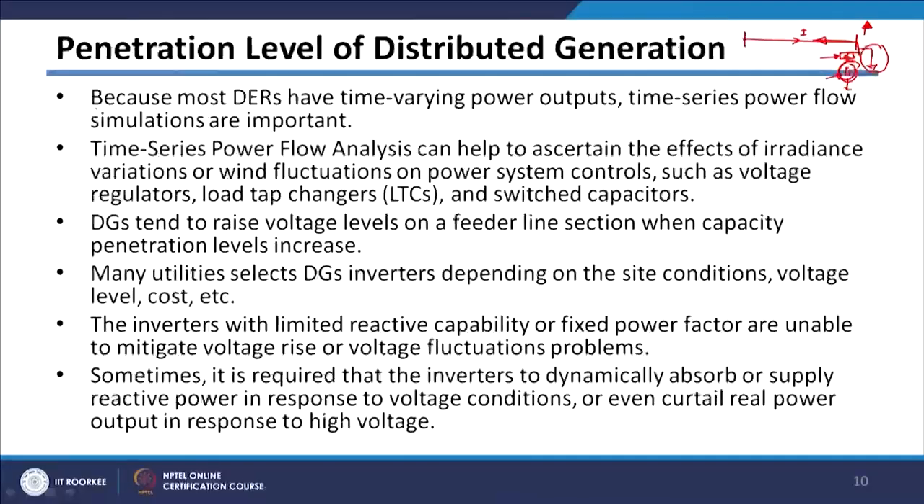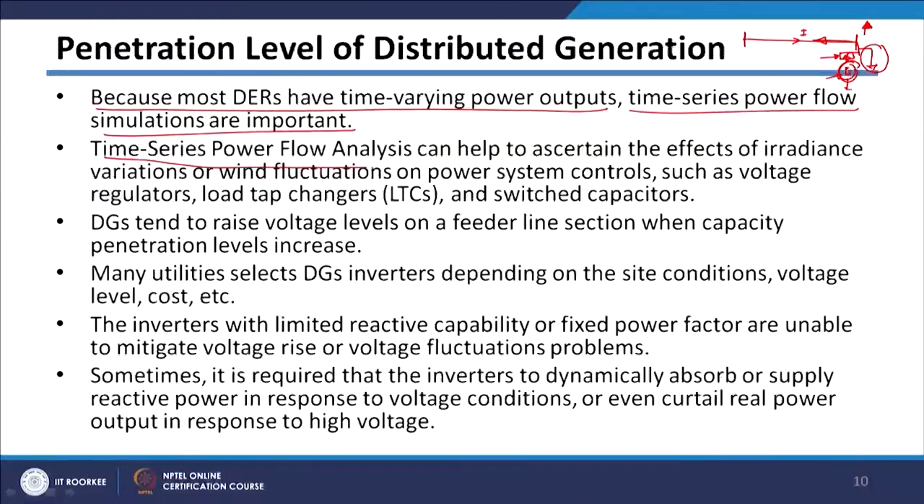Because most DERs have time varying output, time series load flow simulations are important. In this case, the radiation level of the sun is varying as well as the wind velocity. Because of that, the output power of these DERs is varying. So by taking snapshots at various time instants, we can do the load flow studies, and based on these studies we can optimize the settings of various devices in the distribution system, such that the voltage profile in distribution is maintained and we can absorb the maximum available power from the renewable generation.